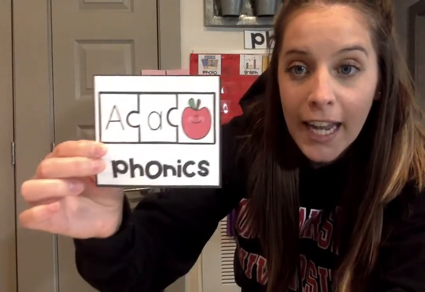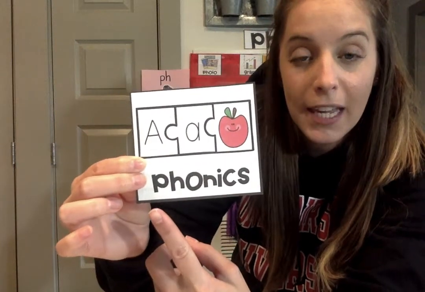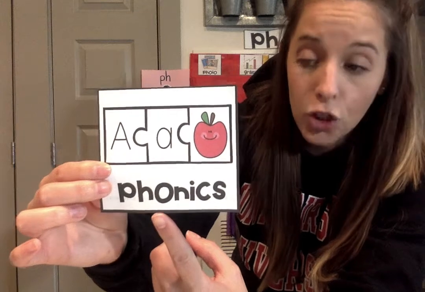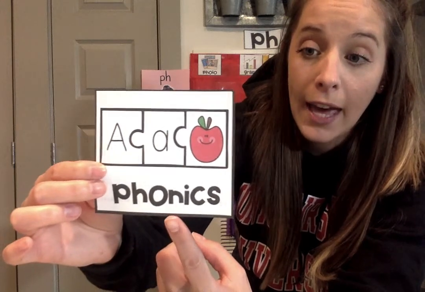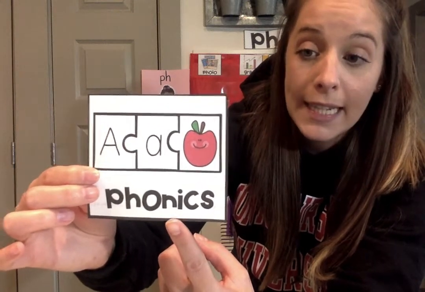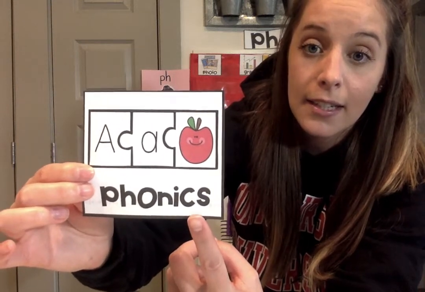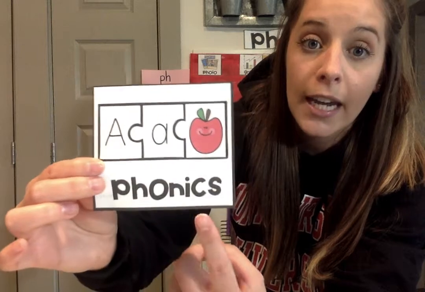What we're working on right now is actually a PH digraph, and that is phonics. Phonics in the beginning of the word. We know PH says F, short O says A, N says N, short I says I, C says K, and S says S. Blend that. Phonics. Phonics.